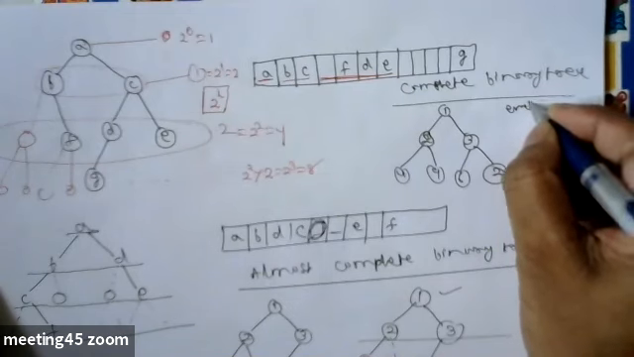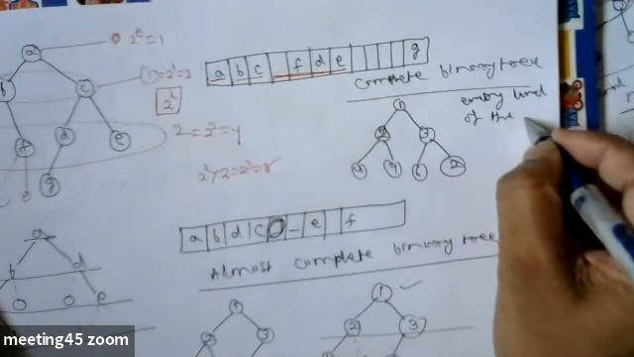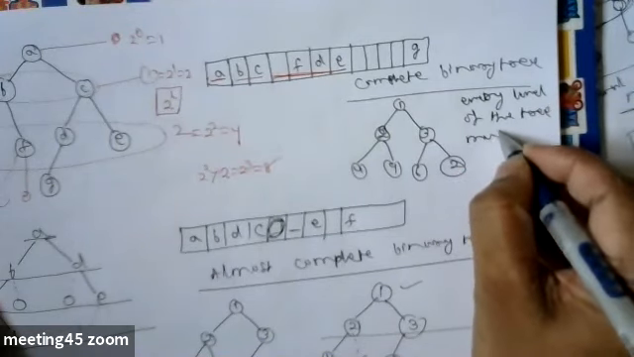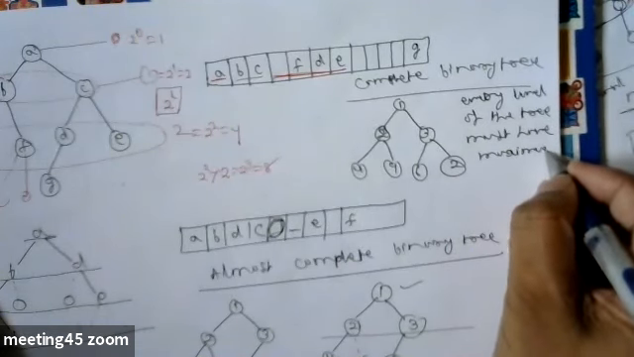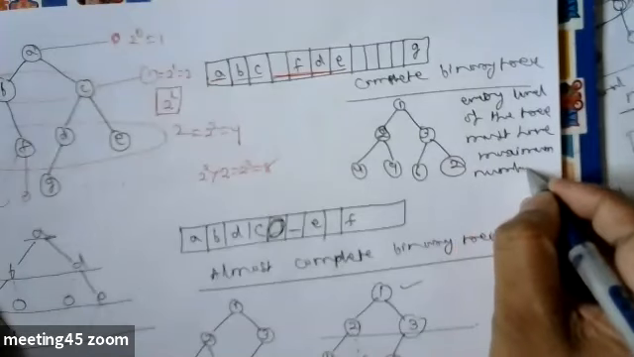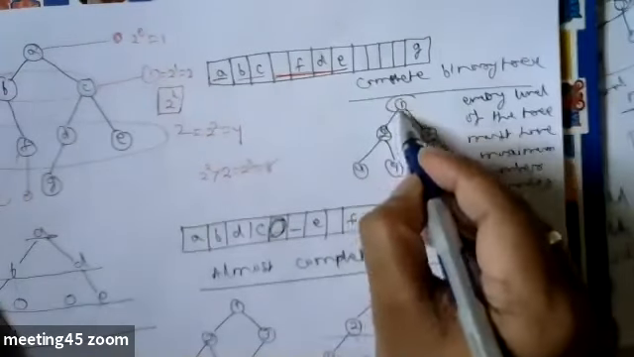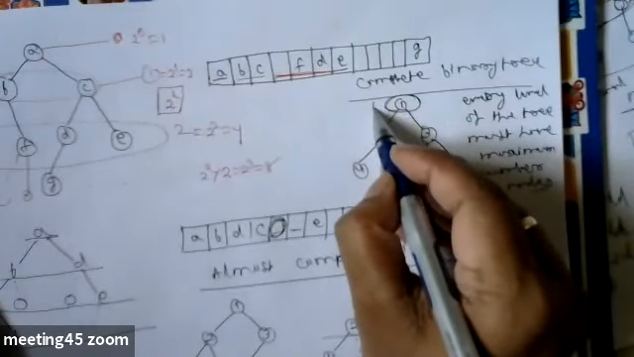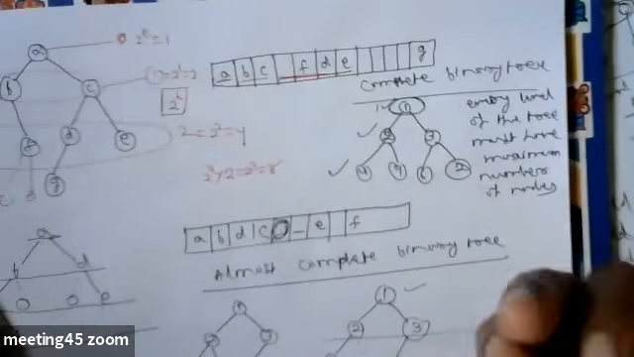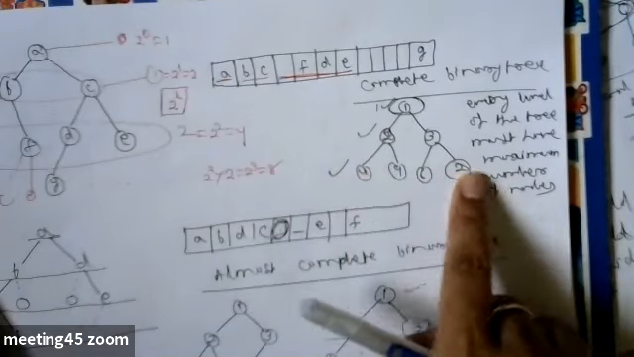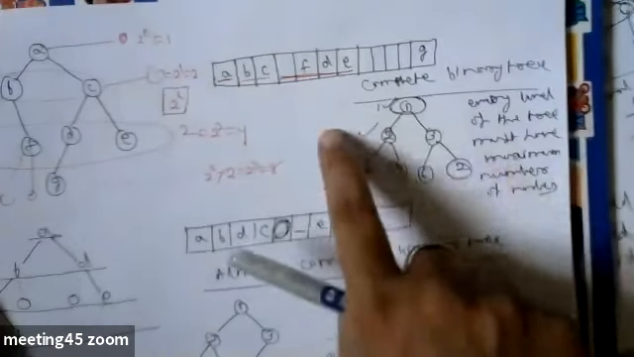Every level of the tree must have the maximum number of nodes. You can see what the maximum number present in the 0th level is: 1 node is present. Here 2 nodes are present. Here 4 nodes are present. If even one of the nodes is not present, it cannot be a complete binary tree. Complete binary tree means every level will be exactly filled up.